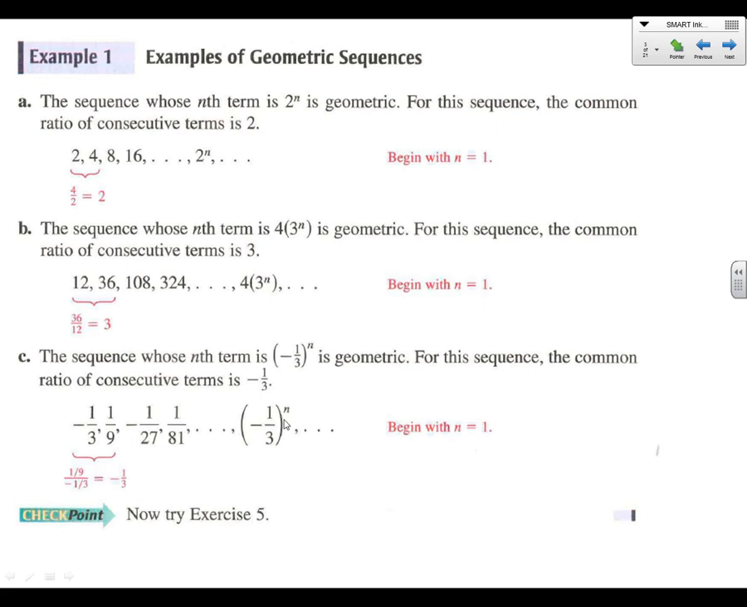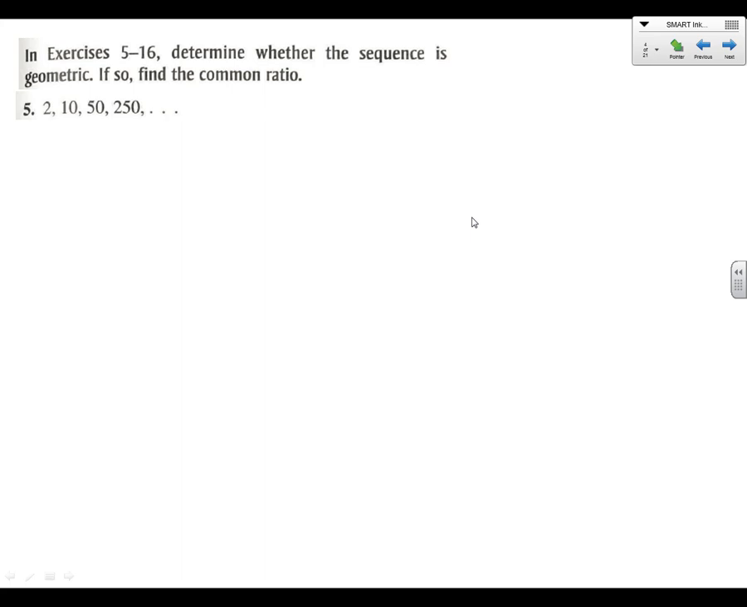So, exercise 5, see if you can figure out whether this is a geometric sequence, and if it is, find the common ratio r.